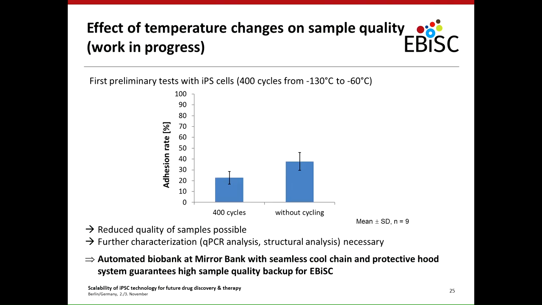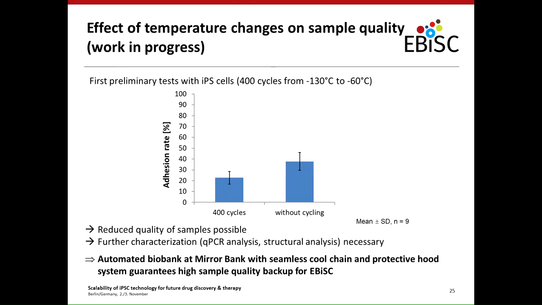To show you what the effect could be if you do not have this seamless cool chain, we did some experiments with iPS cells. These are first preliminary tests, but the idea was to change the temperature of the cells during storage. That means we brought the cells 400 times from minus 130 degrees to minus 60 degrees, and saw what happens with the cells.